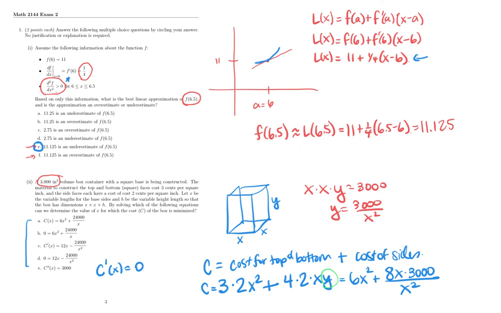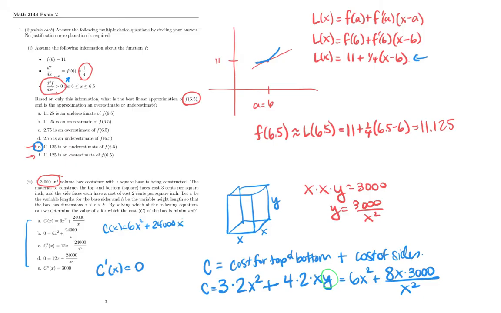Well, I would need to take the derivative of this function. So again, my function is c of x is equal to 6x squared plus 24,000 over x.